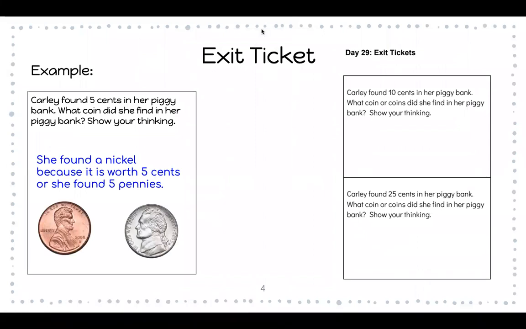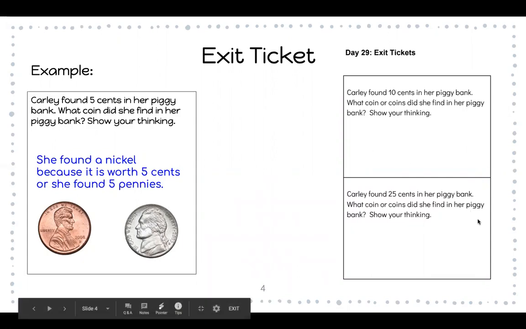Now, your exit ticket. I have created an example of an exit ticket to help you fill out yours. So my example says, Carly found 5 cents in her piggy bank. What coin did she find in her piggy bank? Show your thinking. So if she found 5 cents, I know that a nickel is worth 5 cents. So she found a nickel because it is worth 5 cents. However, she could have also found 5 pennies because a penny is only worth 1 cent. So I explained it in writing.